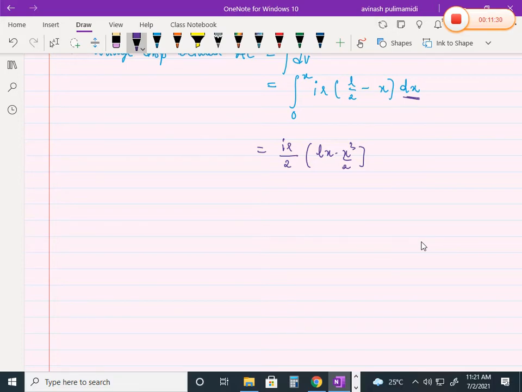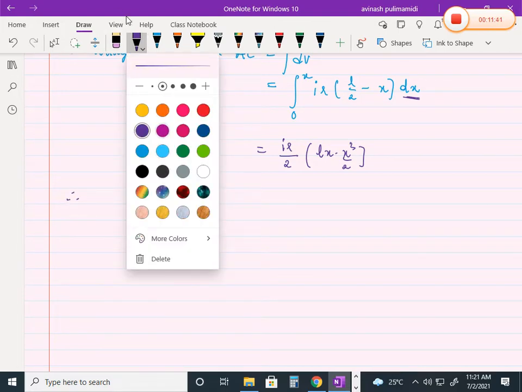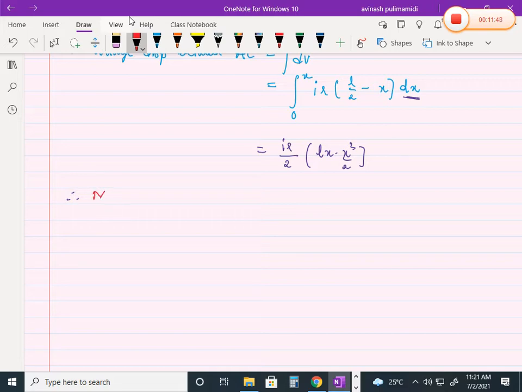We should also substitute the limits. Therefore, the maximum voltage drop will occur at the midpoint, that is x is equal to l by 2 at the midpoint. Substitute the value of x.